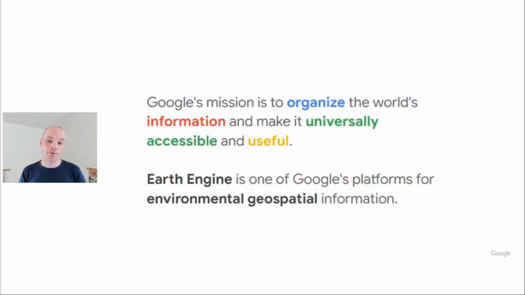First, it's maybe helpful to understand why a platform like Earth Engine exists. Google's mission is to organize the world's information and make it universally accessible and useful. And Earth Engine is Google's platform for handling geospatial information, information tied to a location. There's also others. Two of them that come to mind in particular are Google Maps and Google Earth.